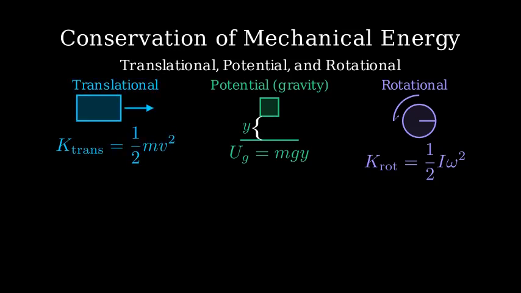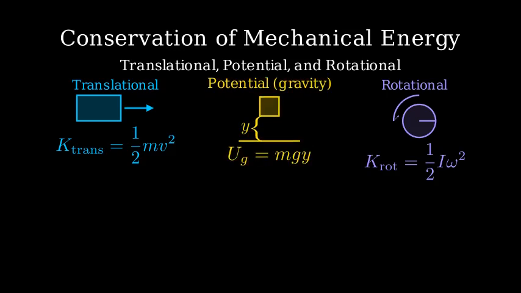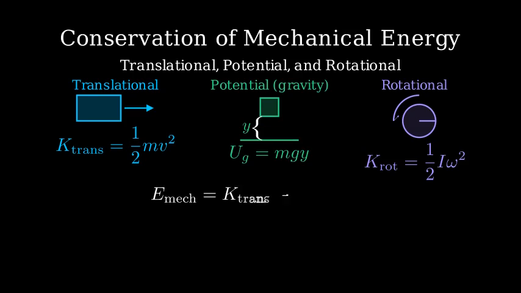First, the three forms we will keep track of. 1. Translational kinetic energy, 1/2 mv squared. 2. Gravitational potential energy, mgy. 3. Rotational kinetic energy, 1/2 I omega squared. When no non-conservative forces like air drag or sliding friction do work, the total mechanical energy is constant. That total equals translational kinetic plus rotational kinetic plus gravitational potential. So initial equals final.